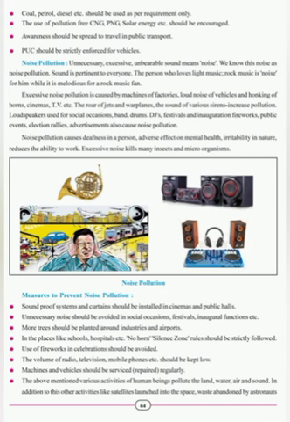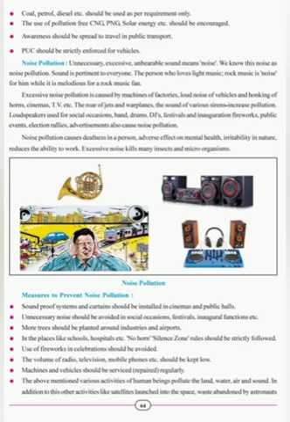Measures to prevent noise pollution. Soundproof systems and curtains should be installed in cinemas and public halls. Unnecessary noise should be avoided in social occasions, festivals, inaugural functions, etc. More trees should be planted around industries and airports. In the places like schools, hospitals, etc., no horn silence zones rules should be strictly followed. Use of fireworks in celebration should be avoided. The volume of radio, television, mobile phones, etc. should be kept low. Machines and vehicles should be serviced, that is, repaired regularly.